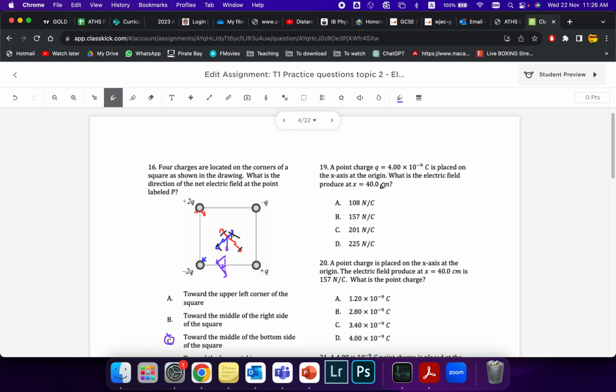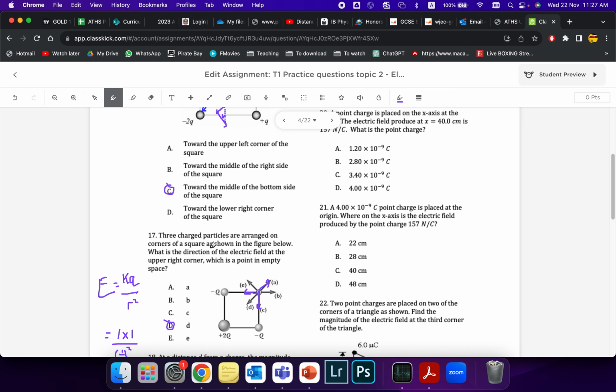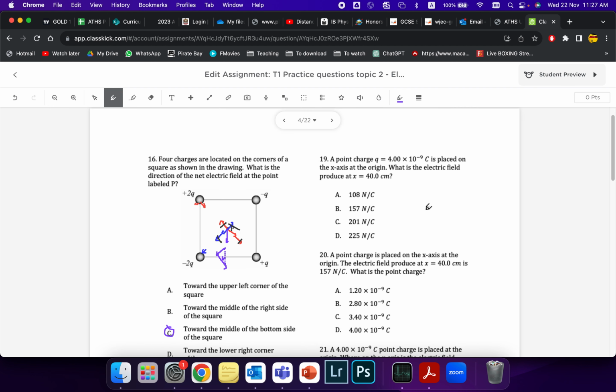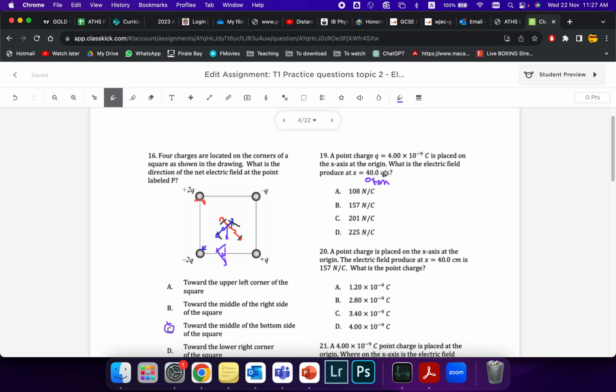Moving on to the next one. This is a charge. What is the field produced at a certain point? So you're just going to use the same formula, E equals KQ over R squared. 9 times 10 to the 9 multiplied by 4 times 10 to the minus 9 divided by 0.40. Remember, we cannot use centimeters, it must be meters. That's 0.40 meters. So that's what you would do here. Solving that, try it yourself. Using the same formula, you should get D.